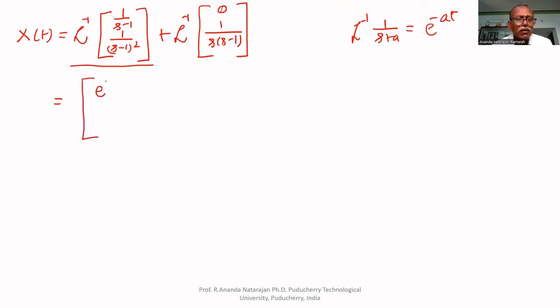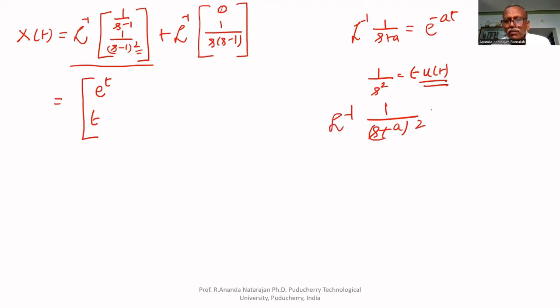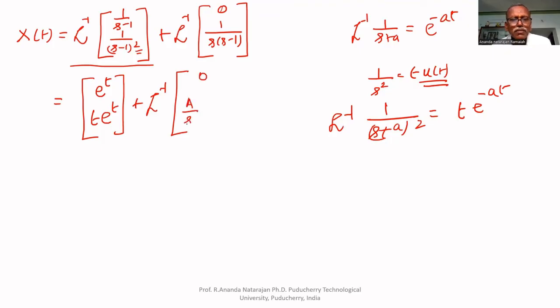E power t. Here is 1 by (S plus A) whole square. Laplace inverse of that equals t e power minus AT. So therefore you will get e power t, plus Laplace inverse of this, which we can write as A by S plus B by (S minus 1). We have to find A and B.